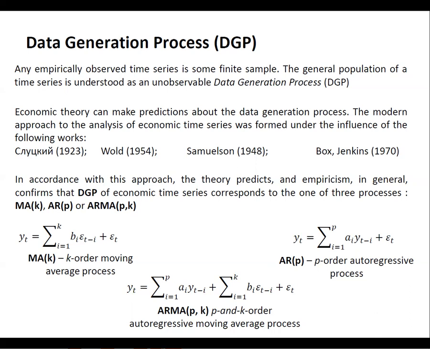The modern understanding of the models for the analysis of economic time series has developed as a result of the ideas of Slutsky, 1923, that economic cycles and crises can be the result of accumulation of chances. Wald, 1954, who proposed the so-called decomposition theorem, that any stationary time series can be represented as a moving average. Samuelson, 1948, who in his Foundations of Economic Analysis said that the dynamics of economic variables should be associated with autoregressive models. And finally, Box and Jenkins, 1970, who developed an integrated approach to the econometric specification of time series models, including moving average and autoregressive process.